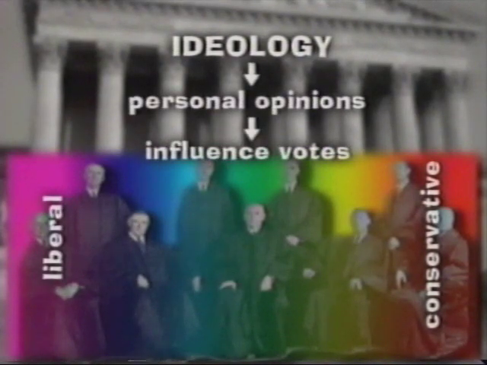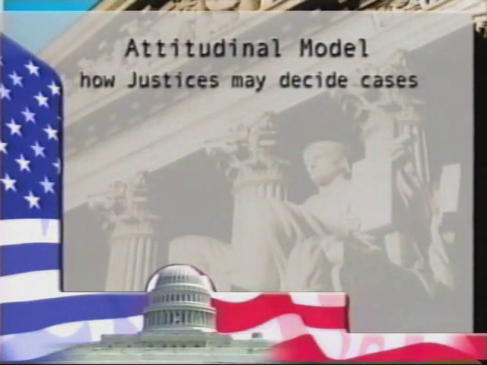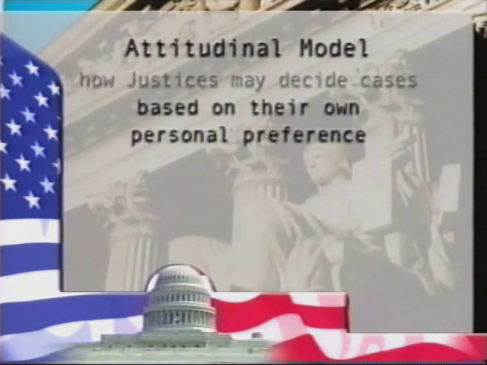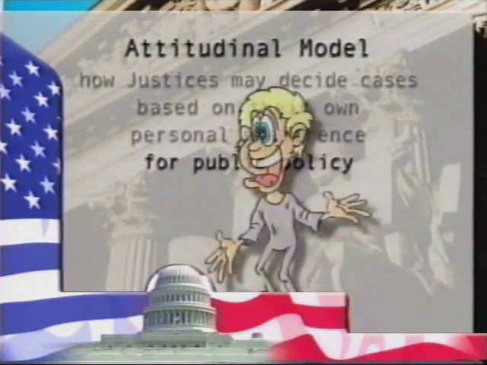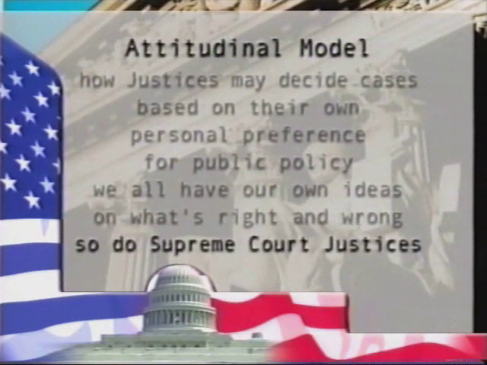Ideology is the part of the political spectrum that individual justices will fall in. Like, is the justice conservative or liberal? These personal opinions will influence how they will vote on issues, especially those involving federalism. Attitudinal model refers to how justices may decide cases based on their own personal preference for public policy. They're human, right? And all of us have our own ideas on what's right and what's wrong. So do Supreme Court justices.